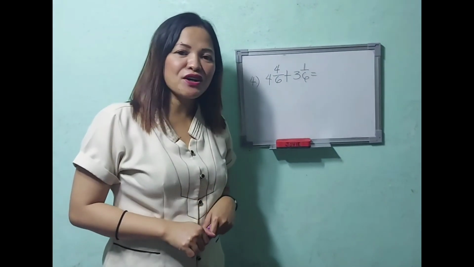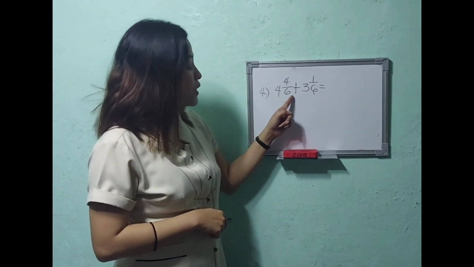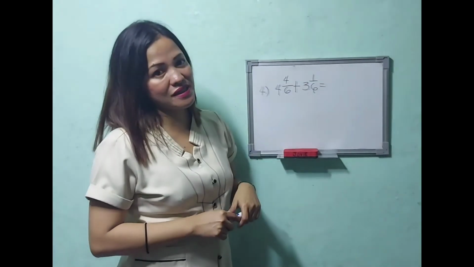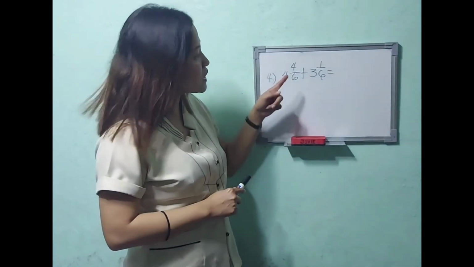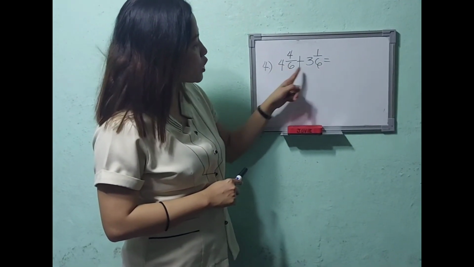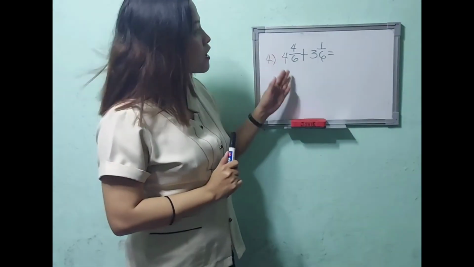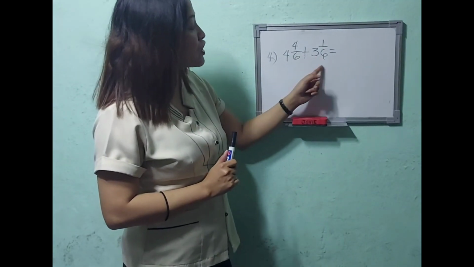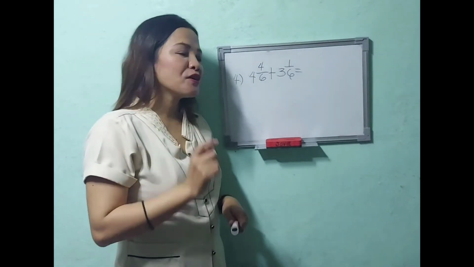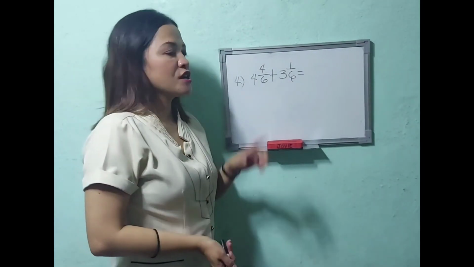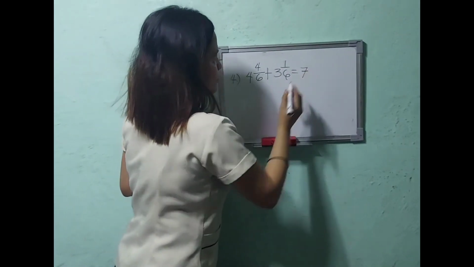We're down to example number 4. So, we have 4 and 4/6 plus 3 and 1/6. This is an example of a mixed number. Pero kung papansinin natin, yung fraction natin, pareho pa rin sila ng denominator. So, paano ba natin i-add ang mixed number with, syempre, yung fraction ay similar fractions. Unang step, we need to add the whole numbers. So, we need to add 4 plus 3 equals 7.